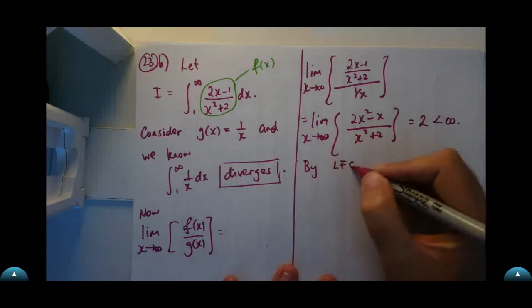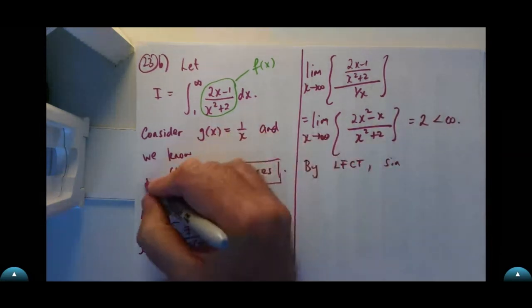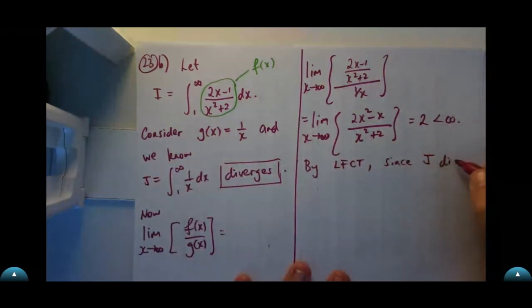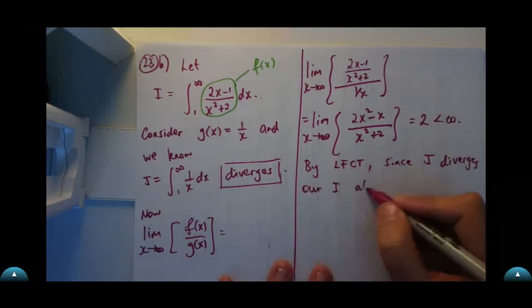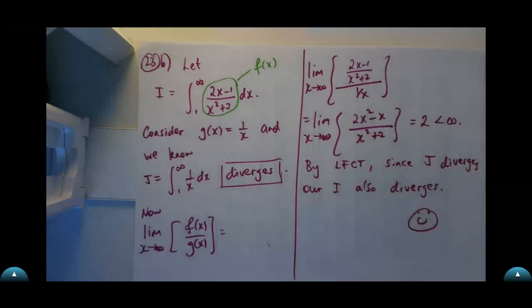So by the limit form of the comparison test, let's call that J. Since J diverges, our I also diverges. Okay.